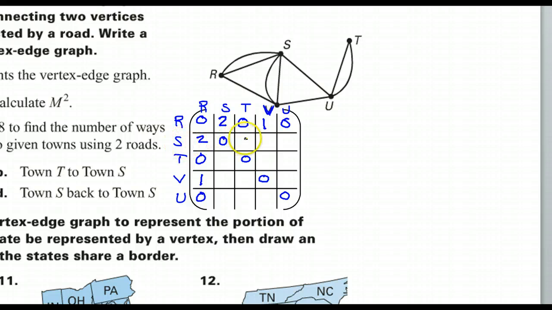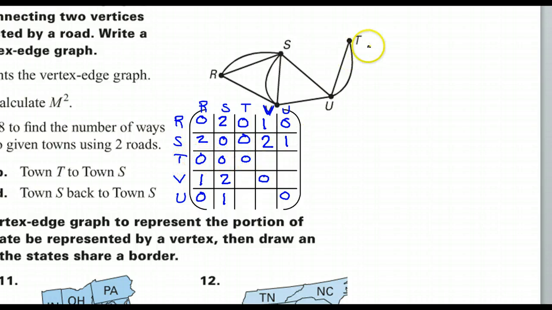What about S? S to T, there's nothing. So same thing, T to S. What about S to V? There's a double connection here. There are 2 pathways from S to V, so I'll put a 2 here and here. What about S to U? There's a single pathway between S and U. Same thing, U to S.